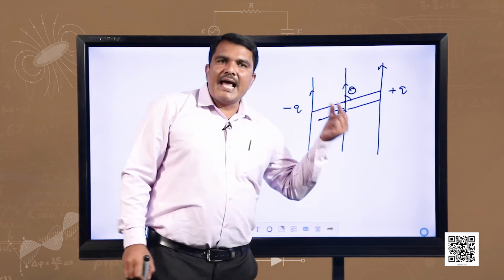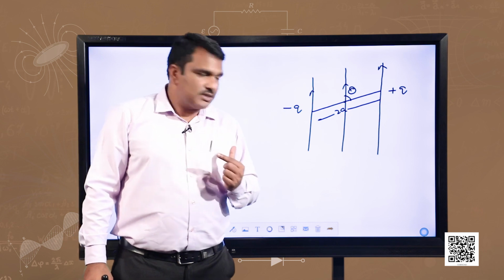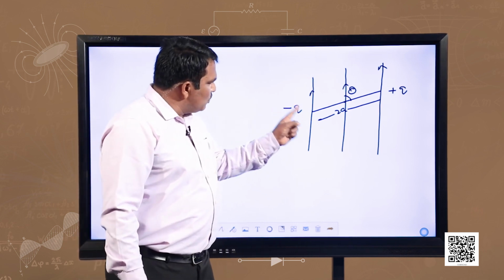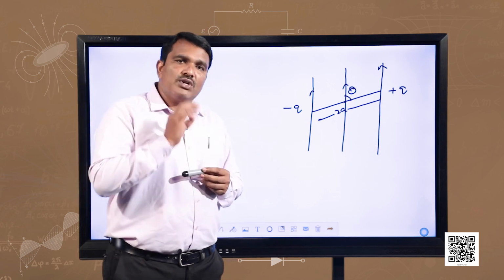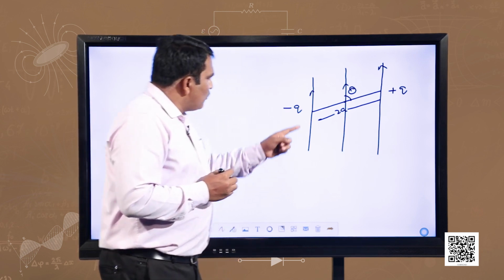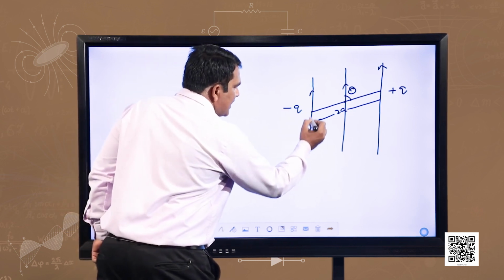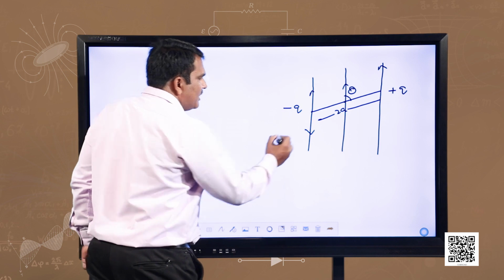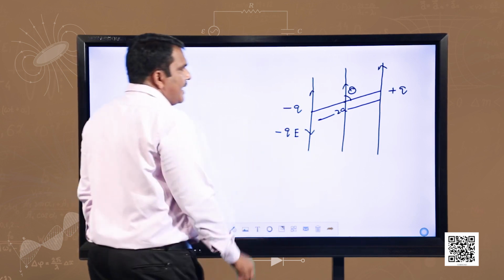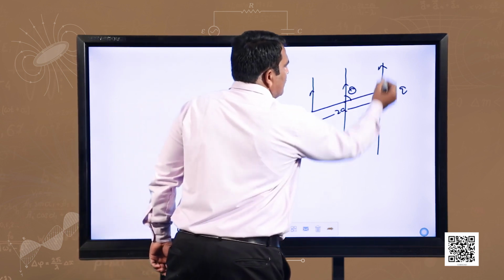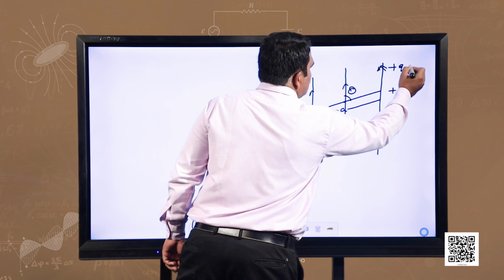Now, as a charge placed in an electric field experiences a force, the two charges minus q and plus q will experience forces. The force on the minus q charge will be in a direction opposite to the direction of the electric field, and it will be minus qE, and the force on the plus q charge will be in the direction of the electric field, and its magnitude will be plus qE.